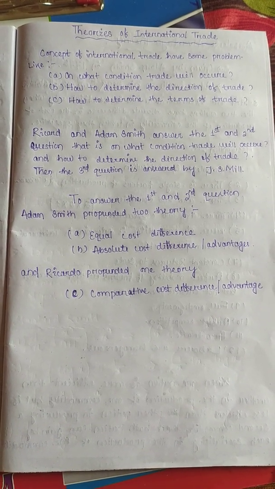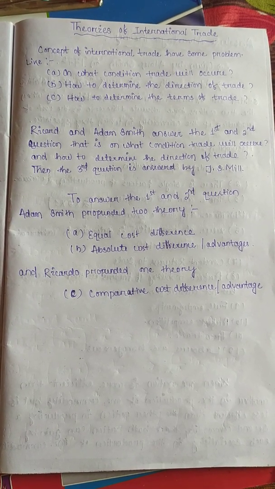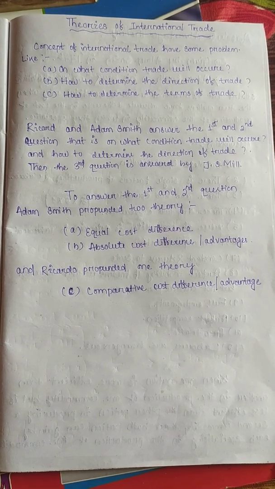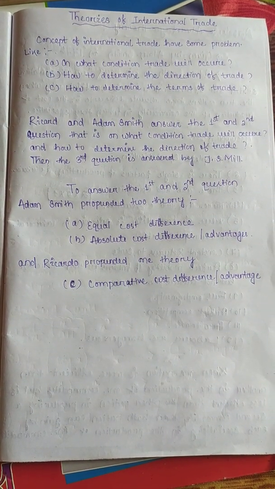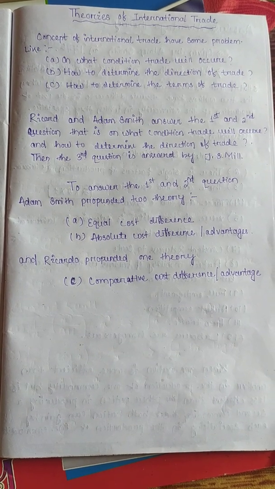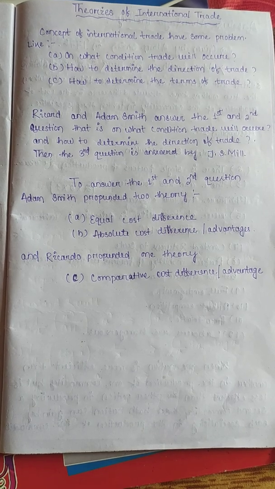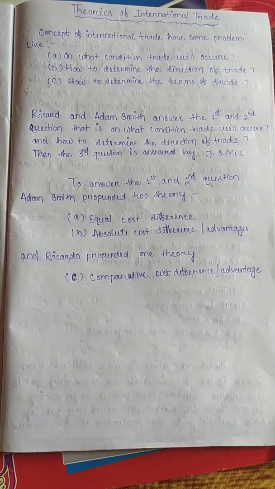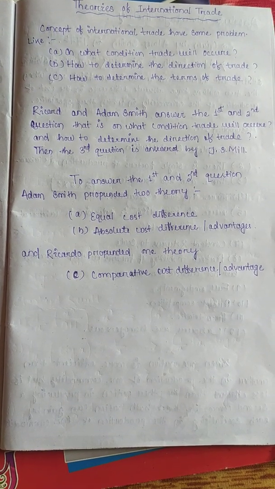Today we will discuss theories of international trade. The concept of international trade has some problems: on what condition trade will occur, how to determine the direction of trade, and how to determine the terms of trade. The first and second questions are answered by Ricardo and Adam Smith, that is, on what condition trade will occur and how to determine the direction of trade.